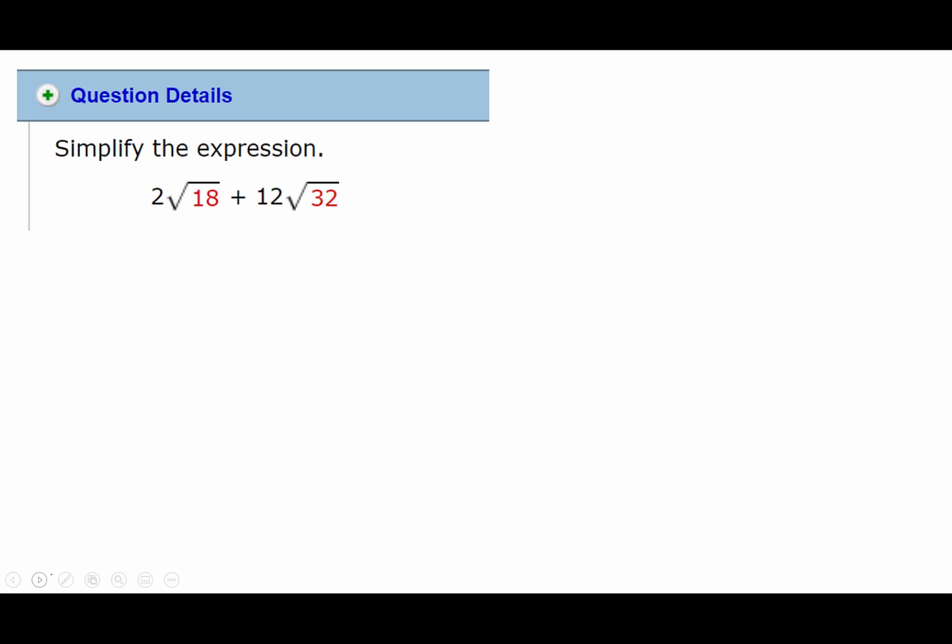Okay, so let's try that again, except this time the numbers underneath the radical are not the same. We have 2 times the square root of 18 plus 12 times the square root of 32. Since we don't have the same number under the radical, the first thing I want you to do is simplify each radical and rewrite them in their simplest form. And to do that, make factor trees of both radicals.